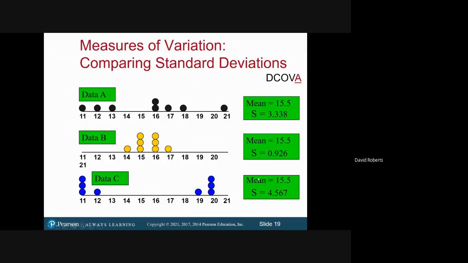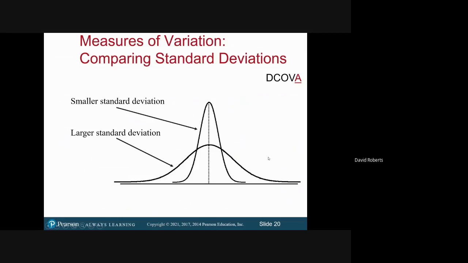So if this was finance, the company from data set C would have the highest level of risk. Data set B would have the least amount of risk. The smaller the standard deviation, the narrower it is. The larger the standard deviation, the wider it is, as far as the distribution and what it looks like.